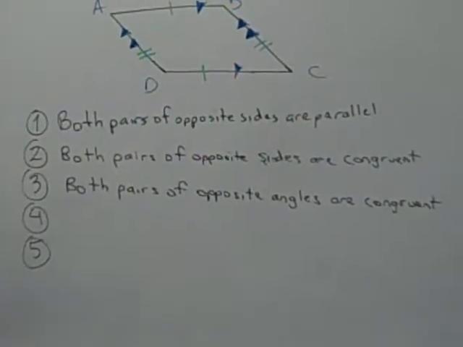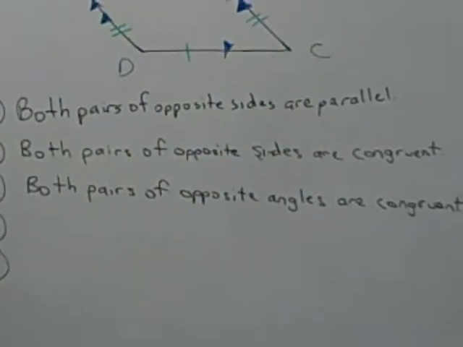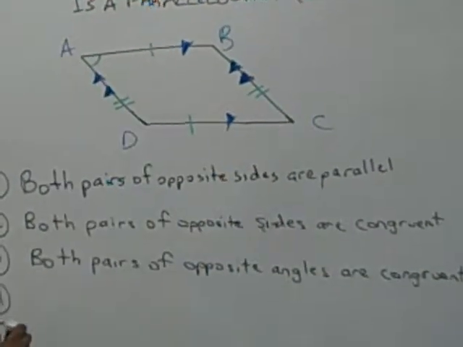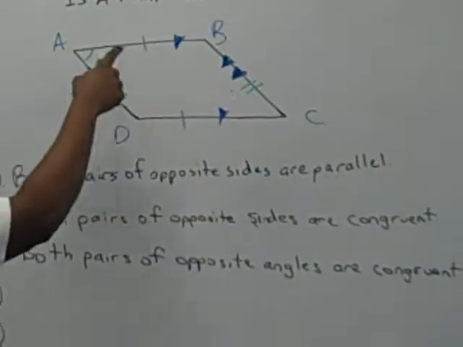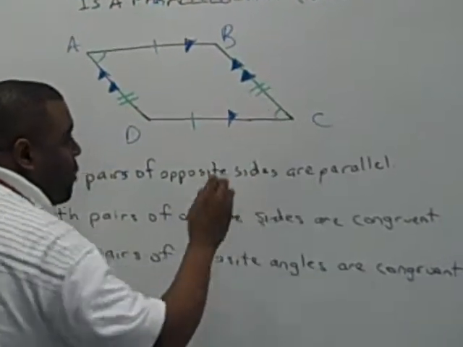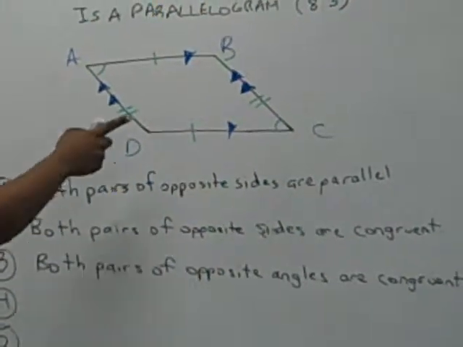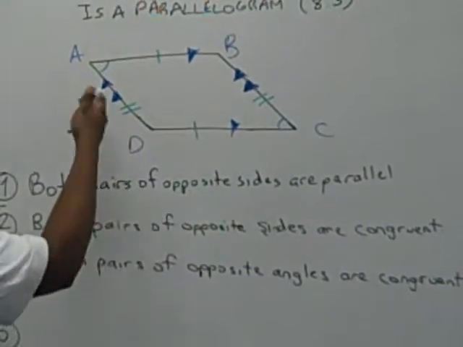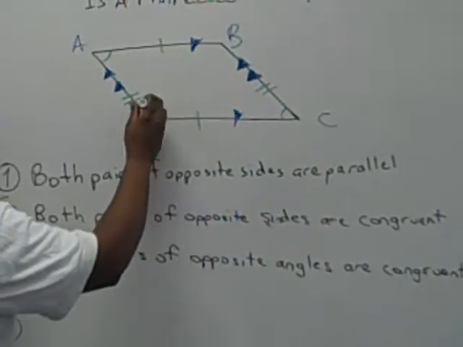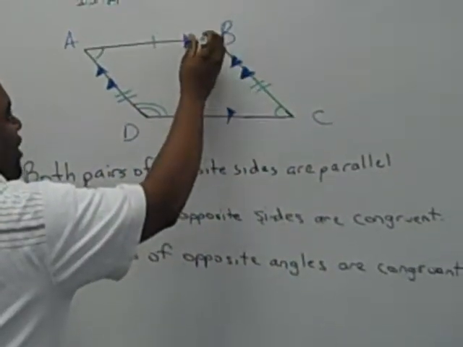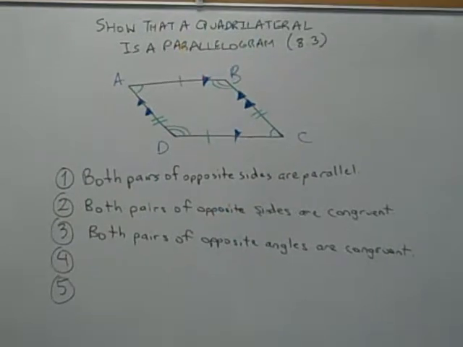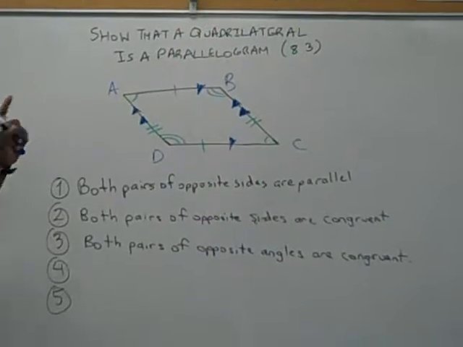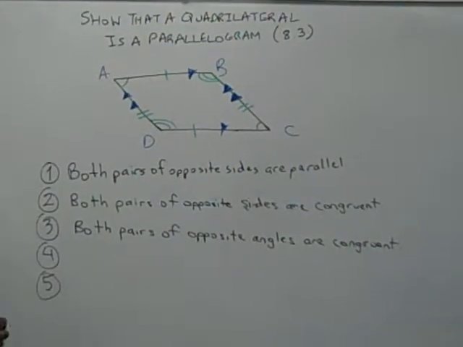Okay? And since we're talking about angles, we're going to go ahead and mark that. So I'm going to mark this parallelogram. Here's angle A. Opposite angle A is angle C. So we'll mark that with one mark. And then, since B and D are opposites, we don't know they're equal to A and C, so we're just going to mark each of these twice. Okay? So if we can prove that both pairs of opposite angles are congruent, we have also proven that the quadrilateral is a parallelogram.